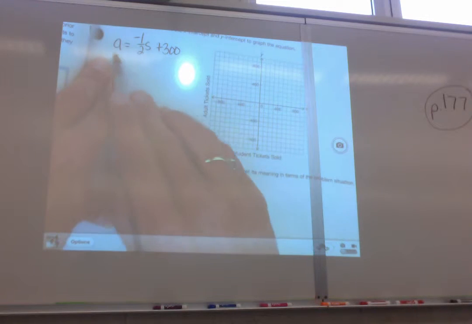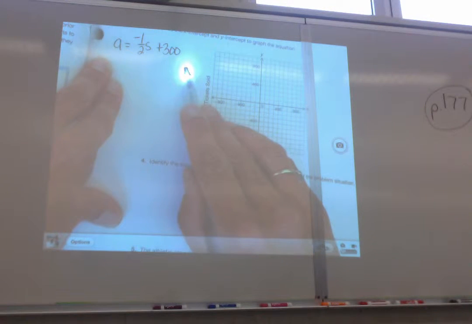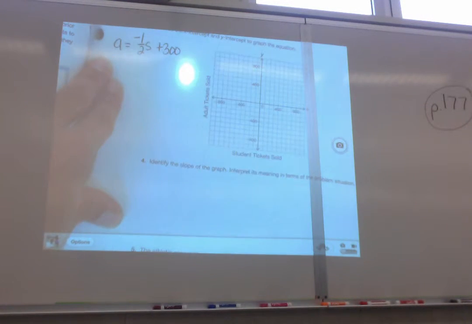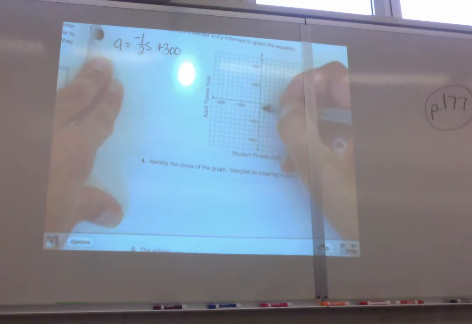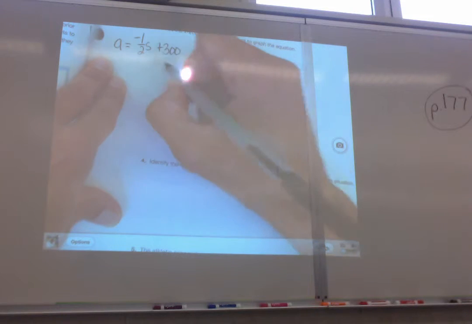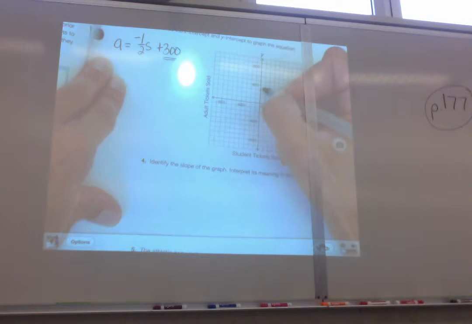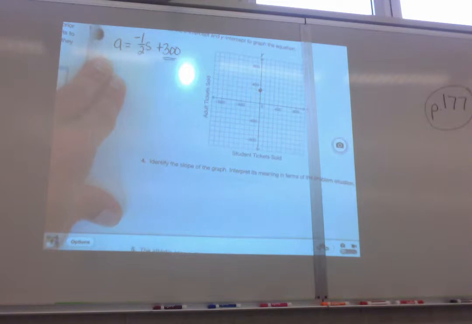So, in this equation, what would be the y-intercept? Y-intercept is on the y-axis, okay? And I already hear some people saying it's 300. Let's go ahead and plot that. 300 is right here. It's going to be on the y-axis, and it's 1, 2, 3 up. Because I can see that that's 400, and it appears each box is 100.